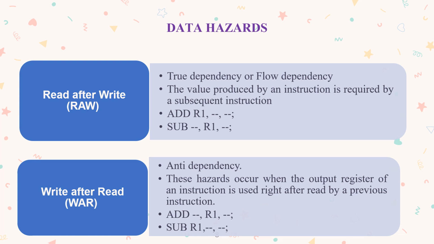Write after read data hazards. This is called anti-dependency. These hazards occur when the output register of an instruction is written right after it is read by the previous instruction. For example, add a new value to R1 and then subtract R1 from a new value. So instruction 1 must come first, or it will read the new value instead of the old value.